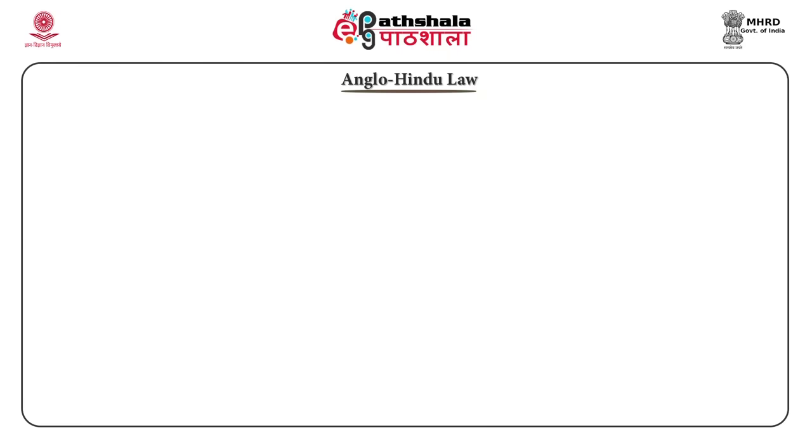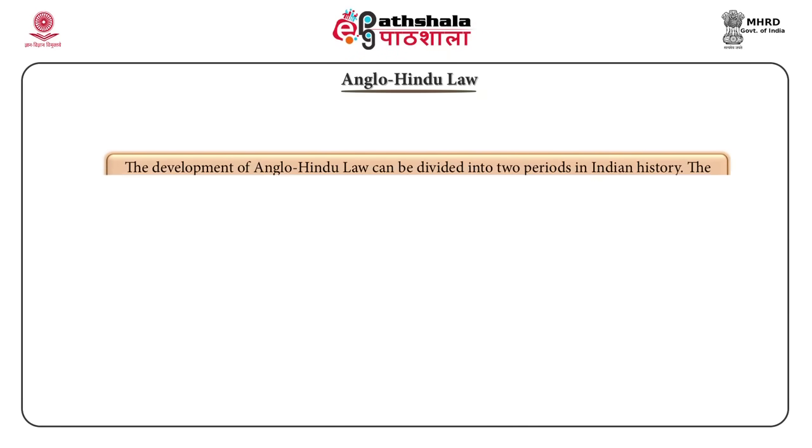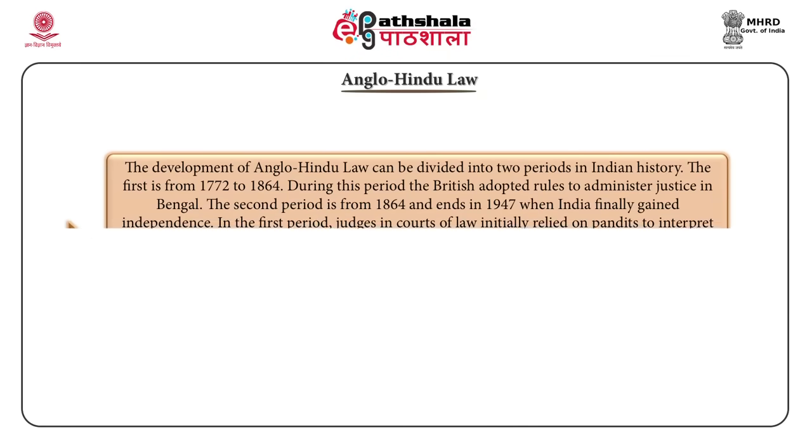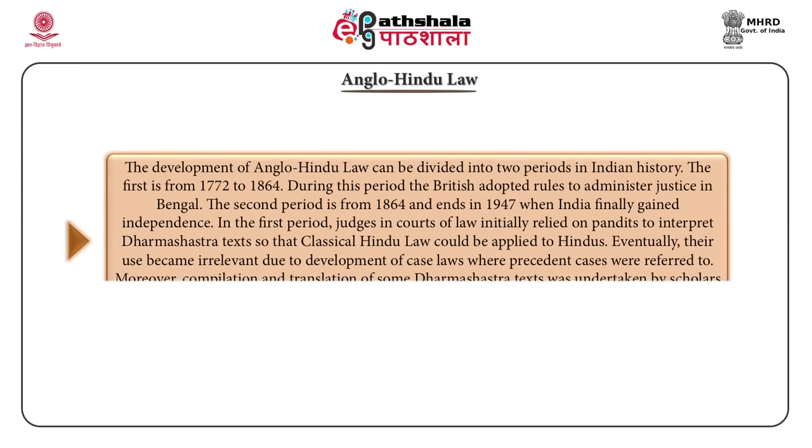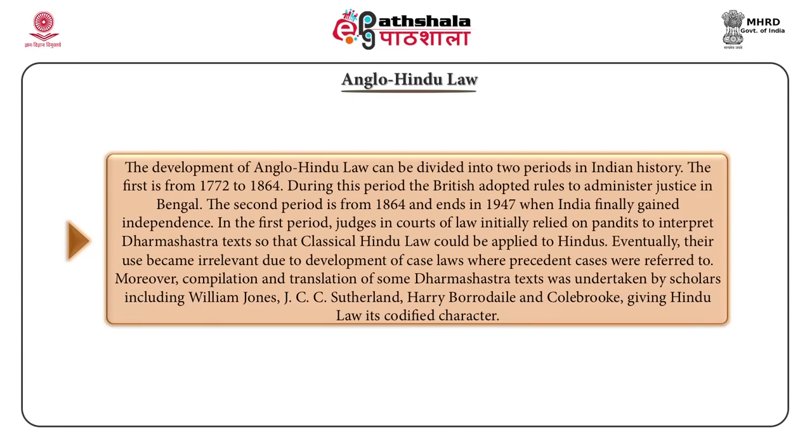The development of Anglo Hindu law can be divided into two periods in Indian history. The first is from 1772 to 1864. During this period, the British adopted rules to administer justice, mostly in Bengal. The second period is from 1864 and ends in 1947, when India is finally granted independence. In the first period, judges in courts of law initially relied on pandits to interpret Dharma texts.